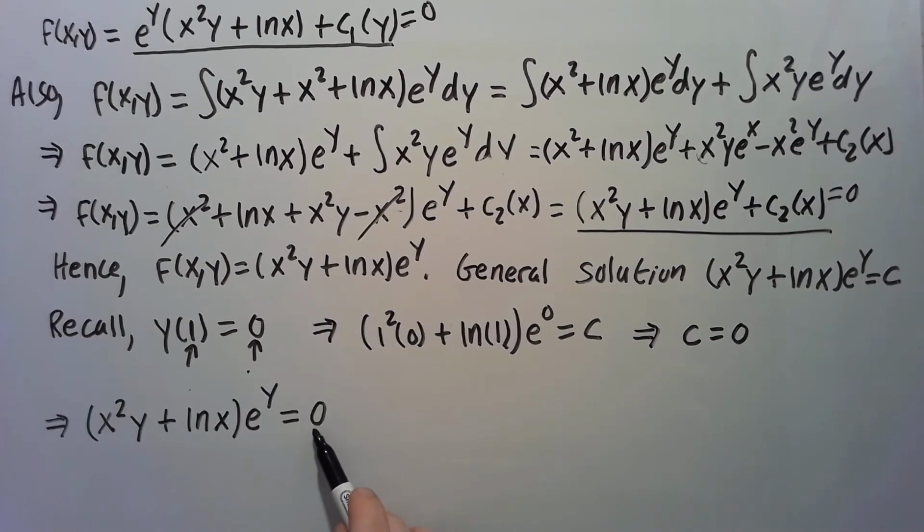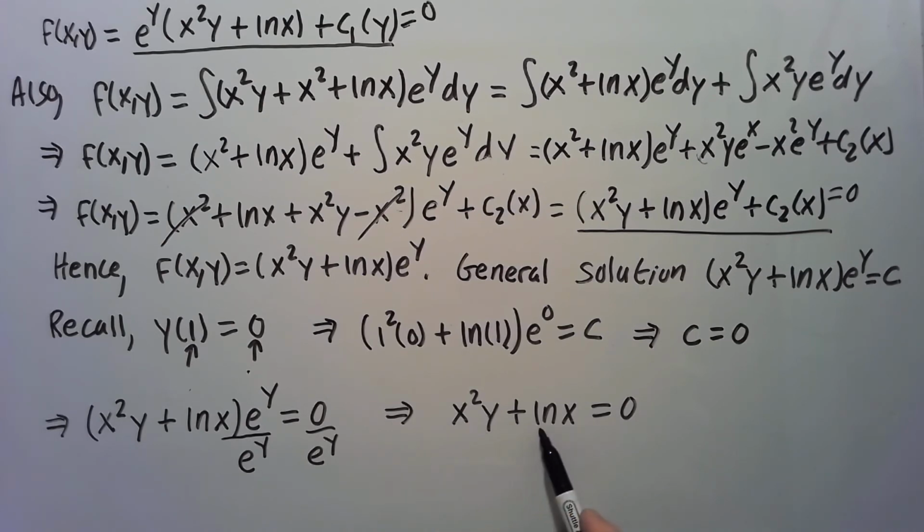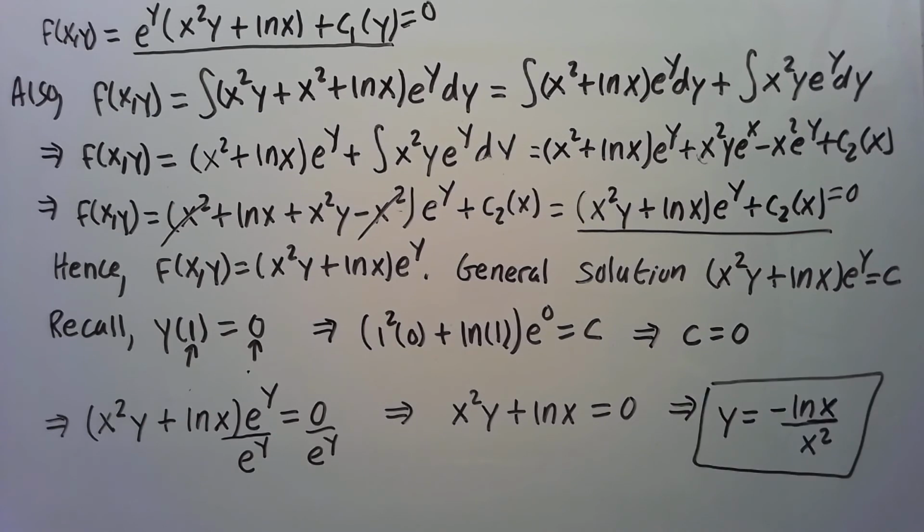Okay, so I put 0 in place of c here, and I want to solve for y now if I can. Well, notice here actually e to any power is never 0, so I can divide both sides by e to the y, so let's do that. So dividing both sides by e to the y, I just end up with x squared y plus ln of x equals 0. I can subtract ln, divide by x squared to solve for y. So solving for y we get then y equals negative ln of x over x squared.